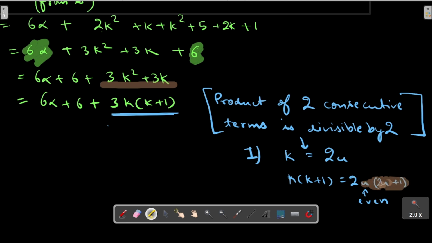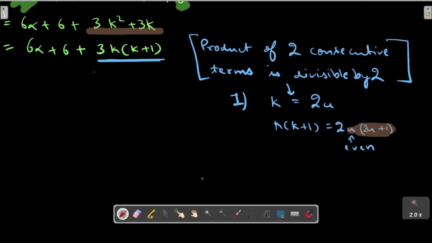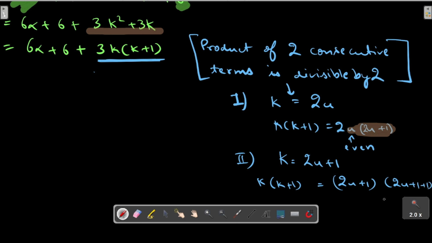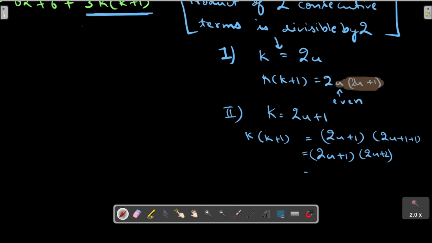Look, this is even, right? 2 is outside. Now in the second case, what will happen if k is some 2u plus 1 type? So k plus 1 times k will be (2u plus 1)(2u plus 1 plus 1). This is (2u plus 1)(2u plus 2). If I pull out 2, it's 2(2u plus 1)(u plus 1), right? So hence it is even.